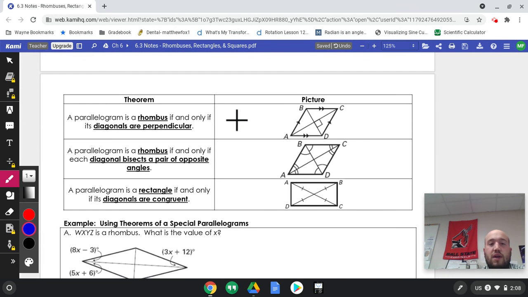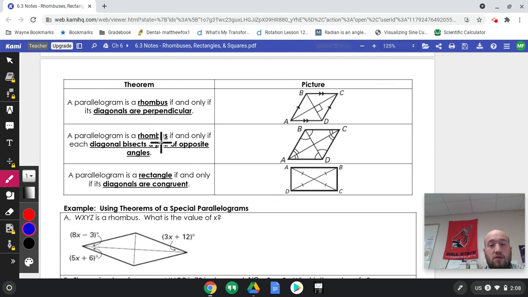A parallelogram is a rhombus if and only if its diagonals are perpendicular. So what that means is, in order for each of these sides to be the same, these diagonals are perpendicular. So not only is there a right angle there, but right here, right here, right here. All four of these angles where the diagonals cross would be right angles. So not necessarily the angles of the shape, but the angles where the diagonals cross.